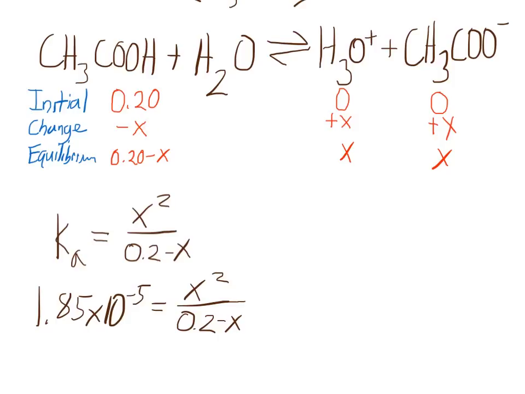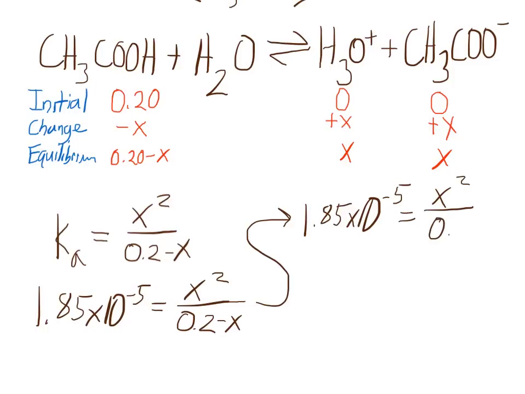So let's pretend it's like 0.000001. So 0.2 minus 0.000001 is about 0.2. So you can basically change this up, put it right here: 1.85 times 10 to the negative fifth equals x squared divided by 0.02. So we just got rid of the x, and that makes the problem a lot easier.